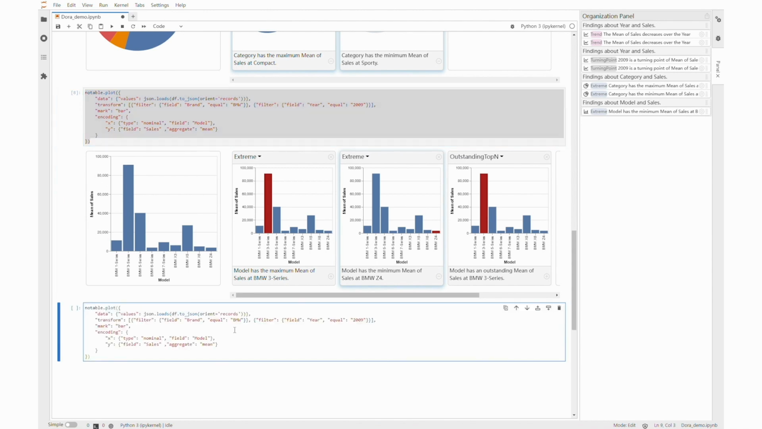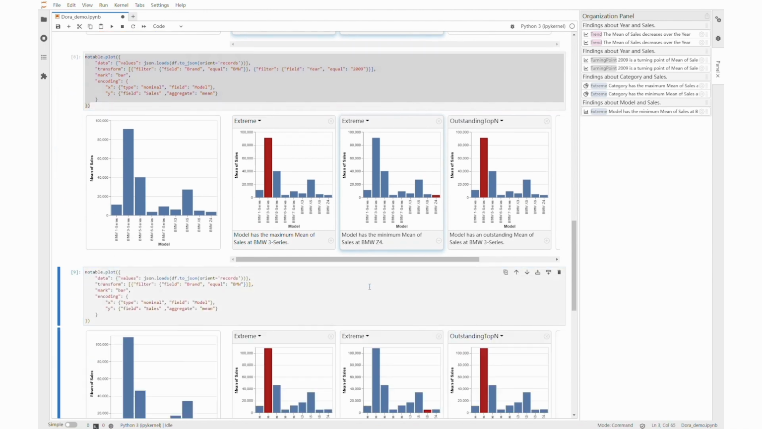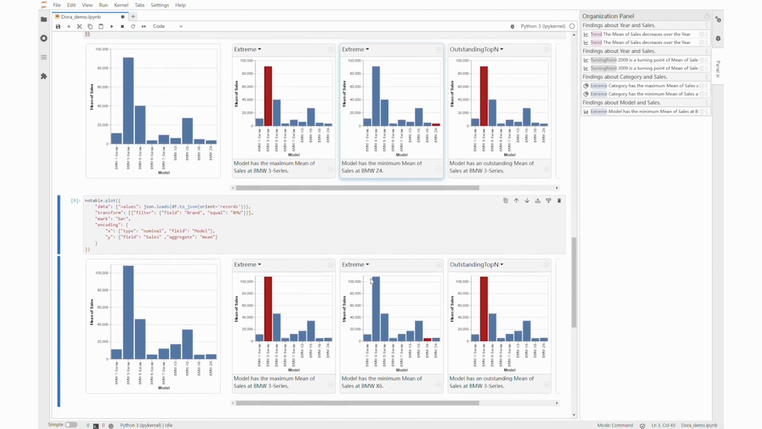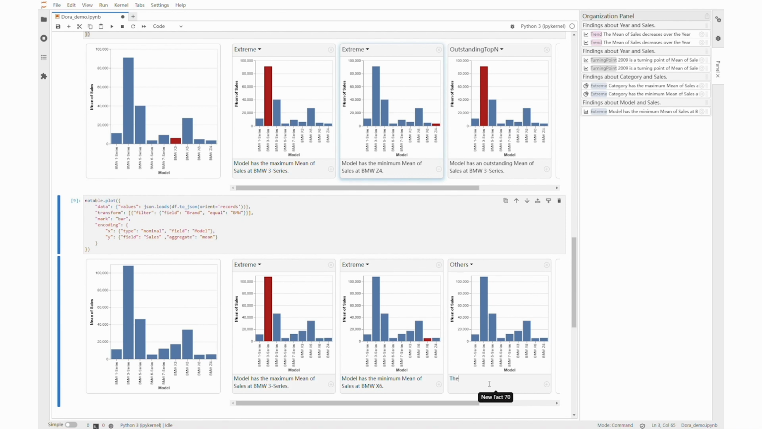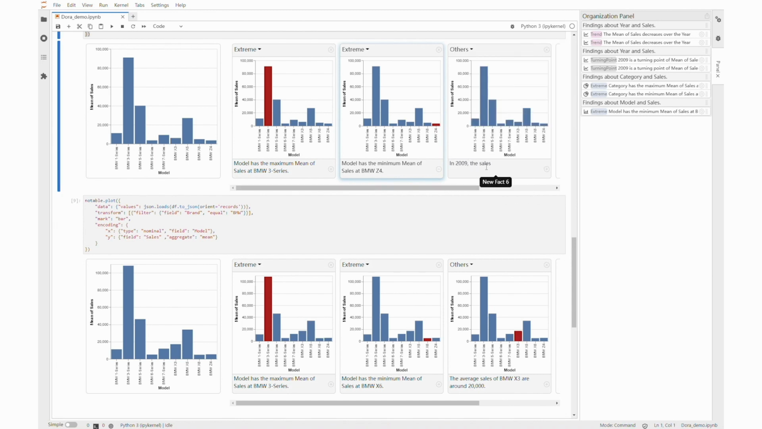To answer the question, she plots the relationship between models and average sales over the past years. However, there is no obvious difference between sales in 2009 and past years. The hypothesis is rejected. Furthermore, Dora notices the sales of X3 in 2009 are unusually lower than its average sales. This may explain the overall low sales. Dora creates two facts about X3 with text and highlights. She adds them into her story and ends her exploration.